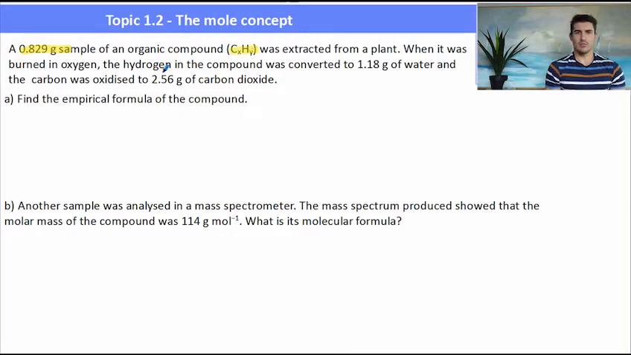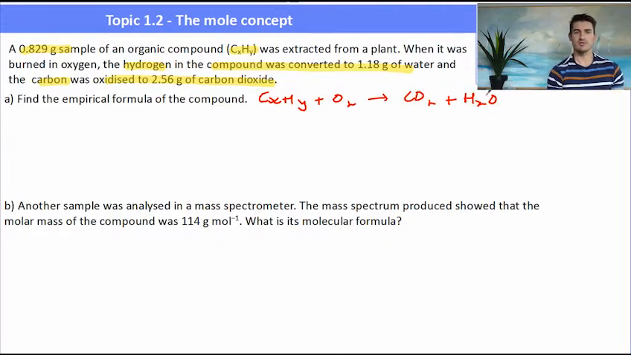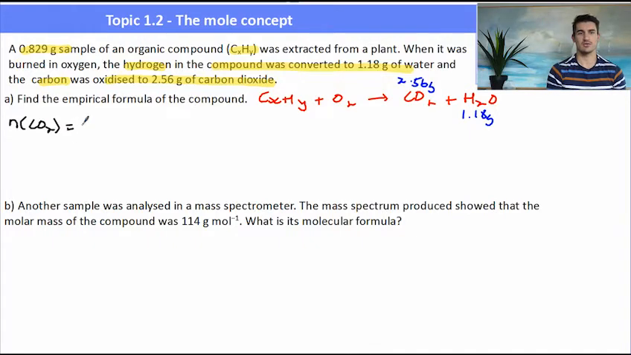So here's a worded example of an empirical formula. An 8.29 gram sample of a hydrocarbon, CxHy, was combusted, or burnt, in oxygen, and we were given 1.8 grams of water and 2.56 grams of carbon dioxide. So what we need to do for this one is write a combustion equation. We have our hydrocarbon, we've burnt it in oxygen to produce 2.56 grams of carbon dioxide and 1.18 grams of water. So all of the carbon has gone into carbon dioxide and all of the hydrogen has gone into water.